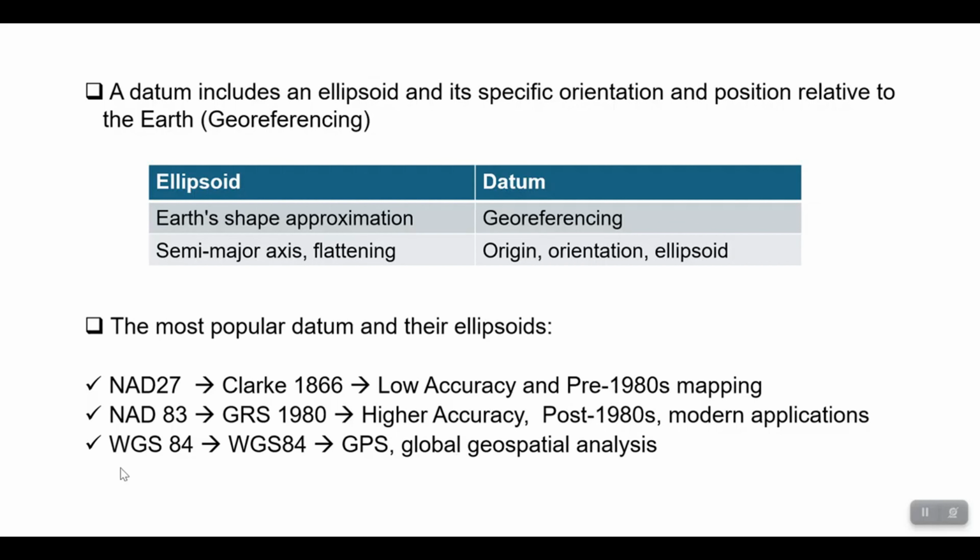And the next one is WGS 84, which is another worldwide datum that uses an ellipsoid with the same name. So the ellipsoid is also WGS 84. And WGS 84 is the datum that is used in GPS as a framework and also for spatial mapping.